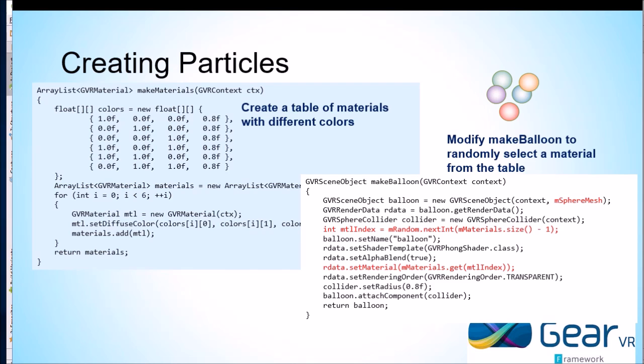So what we have here is a function to make materials, and it just makes a new material and puts it in a table, and these materials will differ only in that their diffuse colors are different. And so here we have 6 different colored materials. And then in our make balloon, we're going to randomly choose one of the materials that we've made in this table and use that as the material for the balloon, but we're going to pre-generate the sphere mesh. So let's see how we would do that.